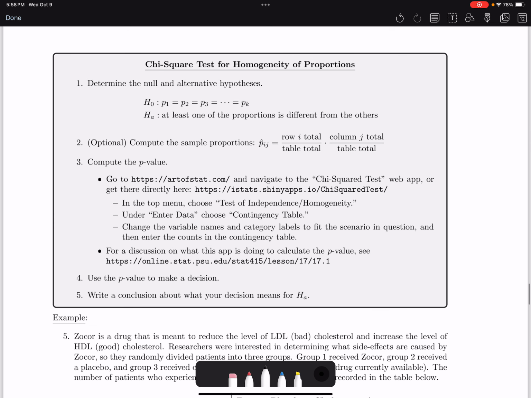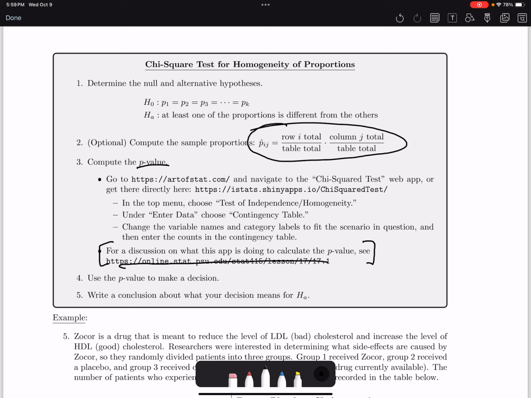Okay, so here's what a chi-square test for homogeneity of proportions looks like. The null hypothesis is going to be that all of the proportions are the same, and the alternative is going to be that at least one of them is different from the others. Step 2, gathering the sample proportions. This is optional, but if you wanted to, this is how you would compute those sample proportions. And then I'll show you how we compute the p-value in a second. If you want to know why it works, then you can follow this link and read that for yourself.